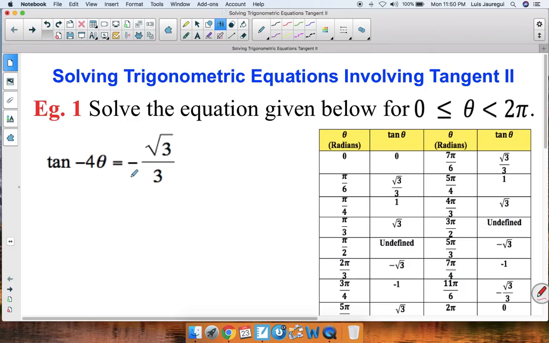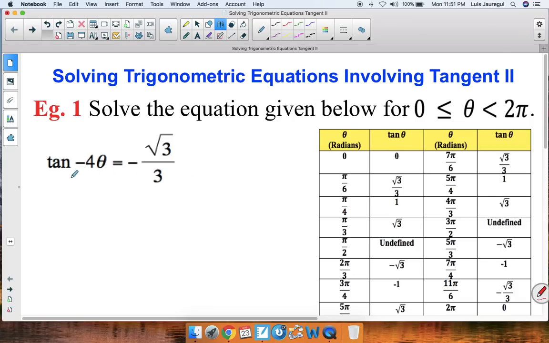Welcome! In this particular video, we'll be solving trigonometric equations involving tangent part 2. Let's take a look at our first example. Example 1. Solve the equation given below for theta greater than or equal to 0 and less than 2 pi. Here our equation is tangent of negative 4 theta is equal to negative square root of 3 over 3.